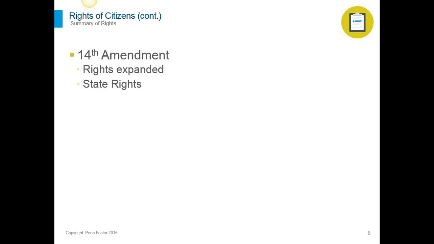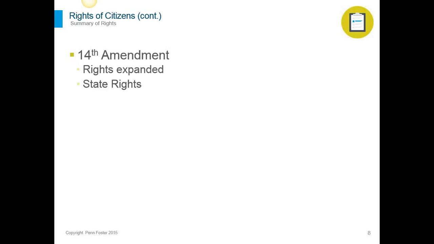Eventually, in the civil rights era of the 1960s and 1970s, the 14th Amendment was further interpreted as expanding rights to the states, to state governments. So until the 1960s, it was really the federal government that was forced to follow the Bill of Rights. With the reinterpretation in the 1960s, the Supreme Court said that actually all governments must follow the Bill of Rights.